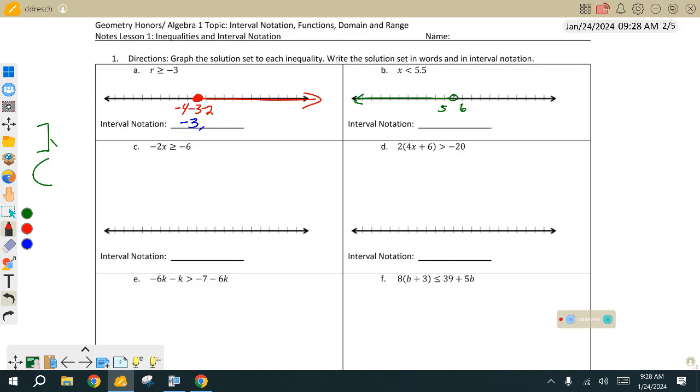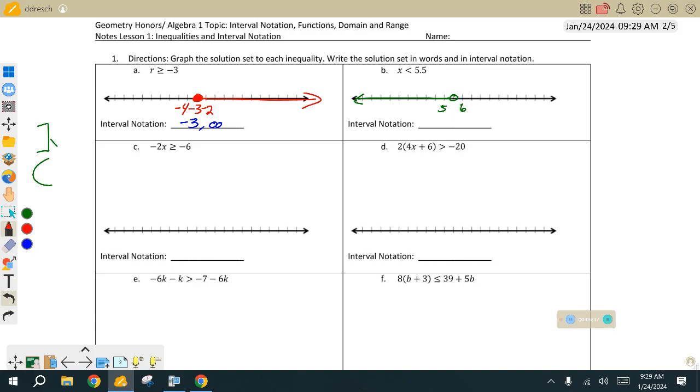Does it stop? And if it doesn't stop, what does that imply we have? Where are we going to? Infinity, right? If something doesn't stop, we just throw down our symbol for infinity. When we say it goes to the right, we're saying it goes to positive infinity. That's what we mean: it's going to the right forever and ever and ever, to positive infinity.